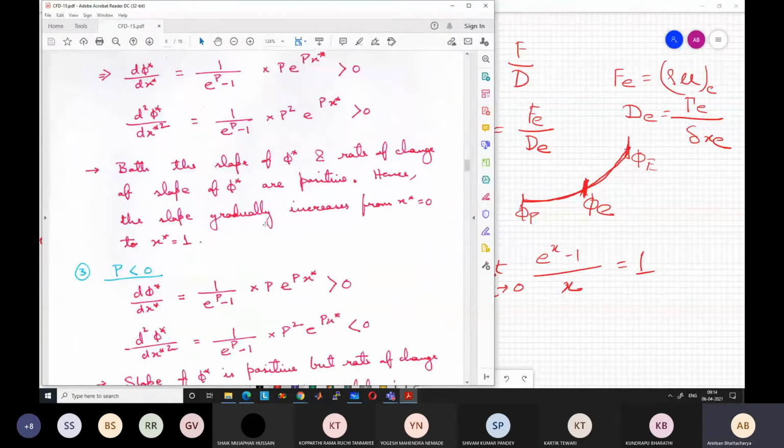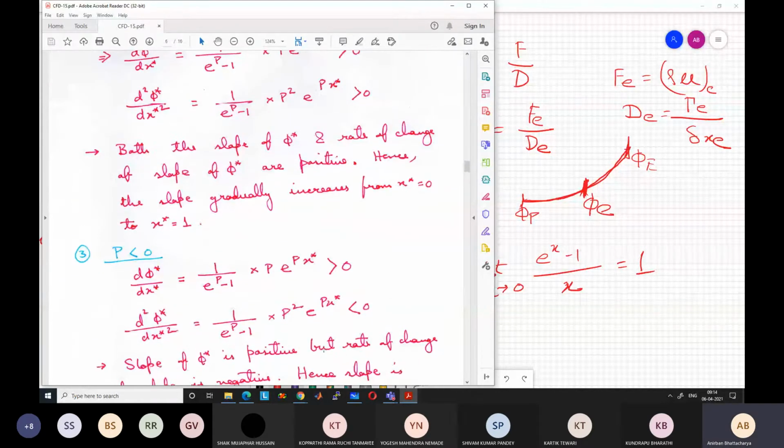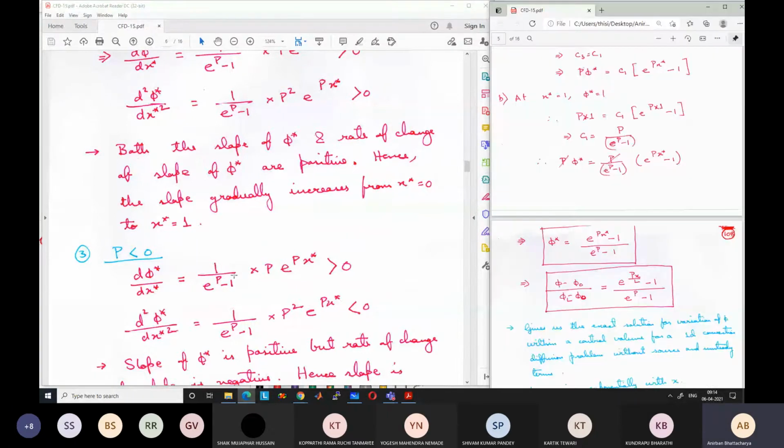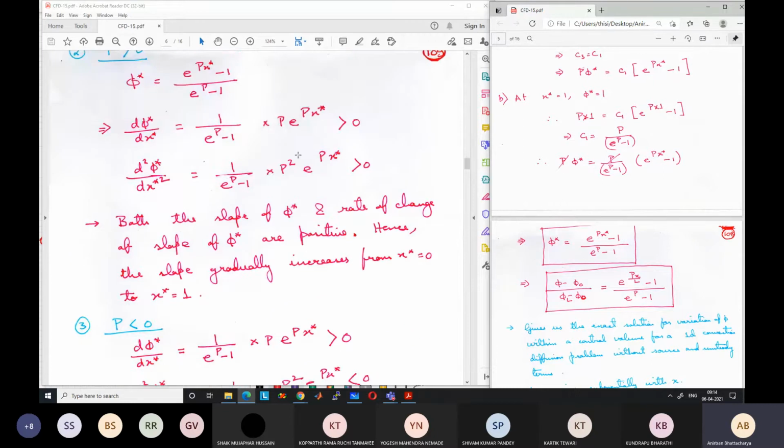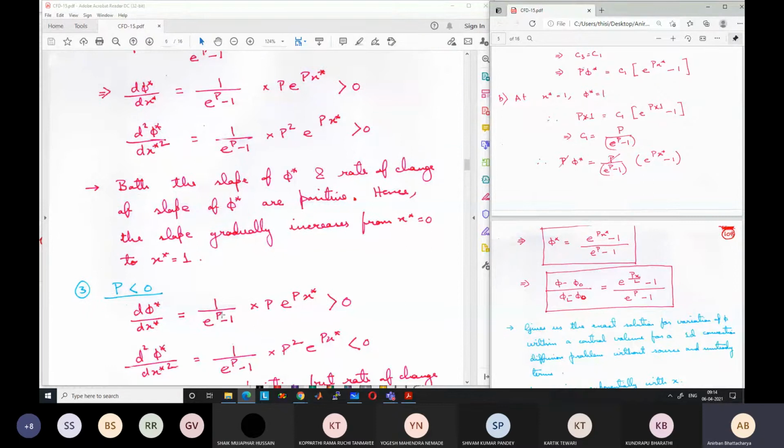For p less than 0, again take a derivative of this. d phi star by dx star is again equal to 1 by (e to the power p minus 1) into p e to the power p x star, same derivative, same thing. Now if p is less than 0, e to the power p is less than 1, because e to the power 0 is 1, and e to the power something negative is less than 1. So e to the power p minus 1 is negative.